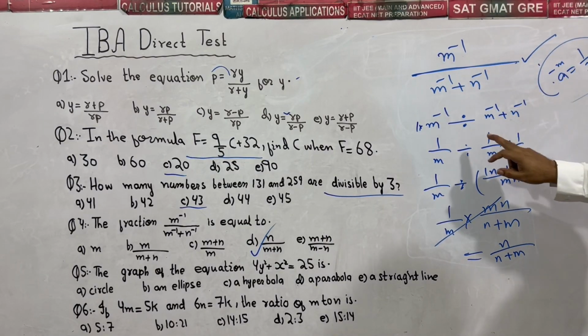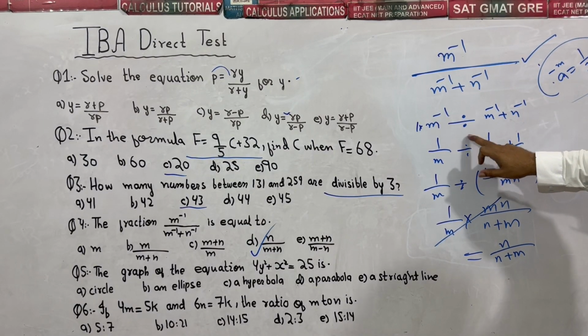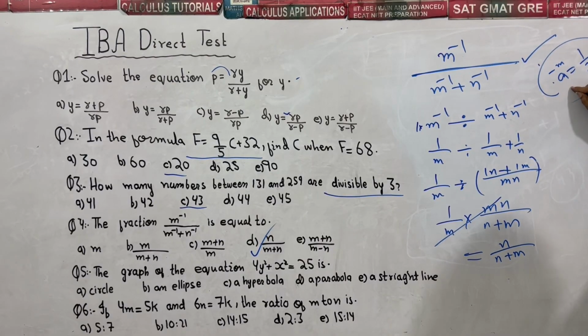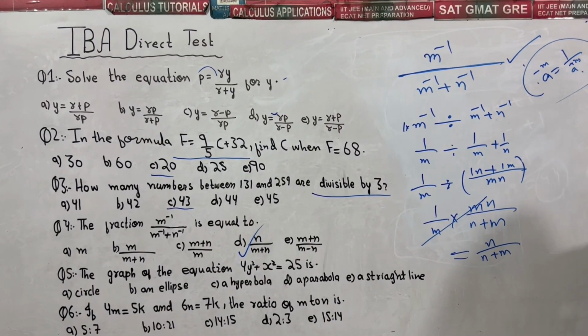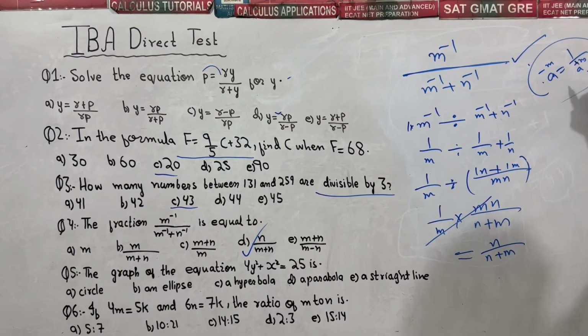Instead of division, I have introduced divide. Utilize this rule: try to convert negative powers to positive. a raised to minus m can be written as 1 over a raised to positive m. The power has been turned to positive.